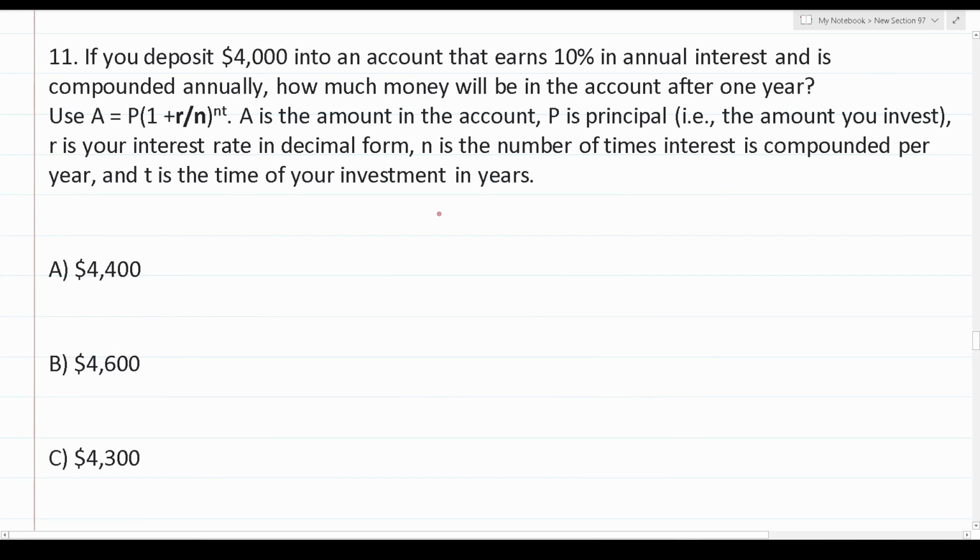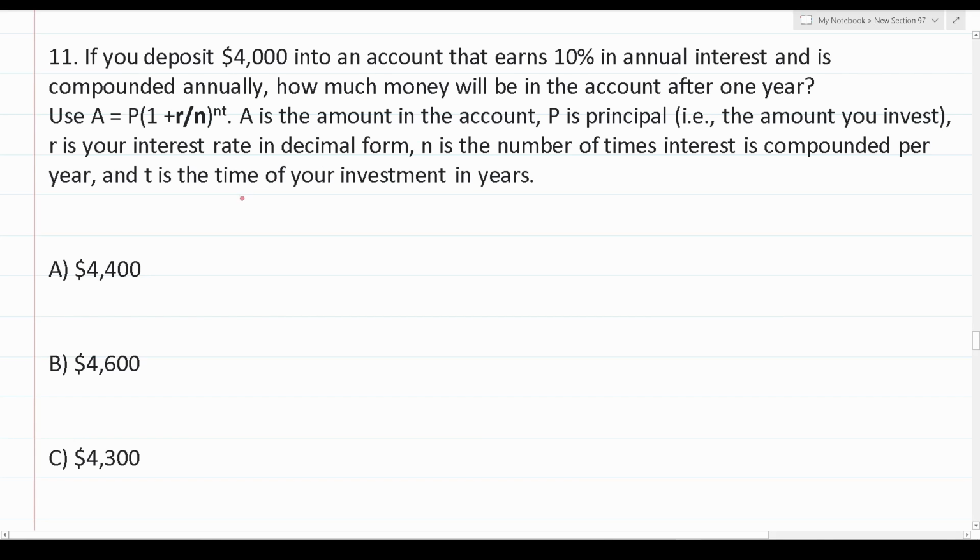All right, number 11 says, if you deposit $4,000 into an account that earns 10% in annual interest and is compounded annually, how much money will be in the account after 1 year? Use A equals P times 1 plus r over n to the nt power. A is the amount in the account. P is the principal, that is the amount you invest. R is your interest rate in decimal form. N is the number of times interest is compounded per year. And t is the time of your investment in years.